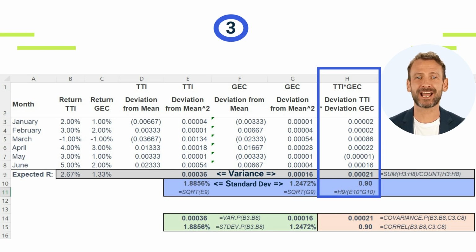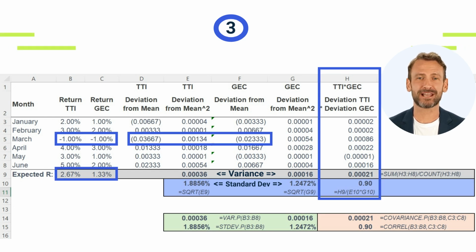The third step to calculate the covariance is to multiply, for each month, the deviation from the average of one firm by the deviation from the average of the other firm. For example, in cell H3, we multiply the deviation of TTI, which is minus 0.007, by the deviation of GEC, which is minus 0.003. In this step, we are multiplying the deviations without squaring them. That is, the values from column D with the values from column F. This will give us the interaction of the deviations of TTI and GEC.